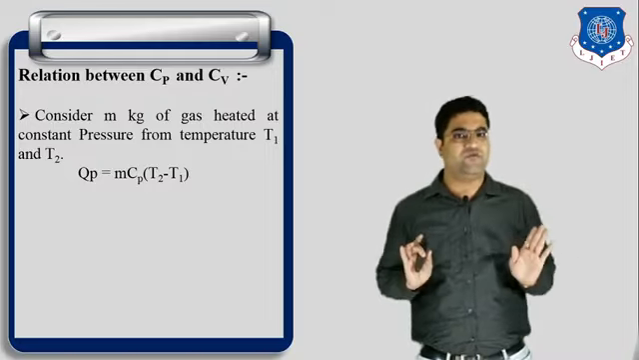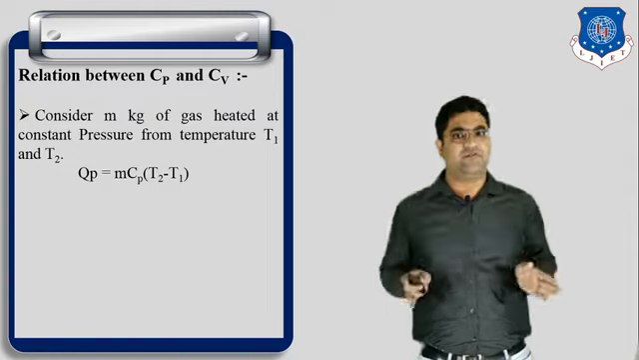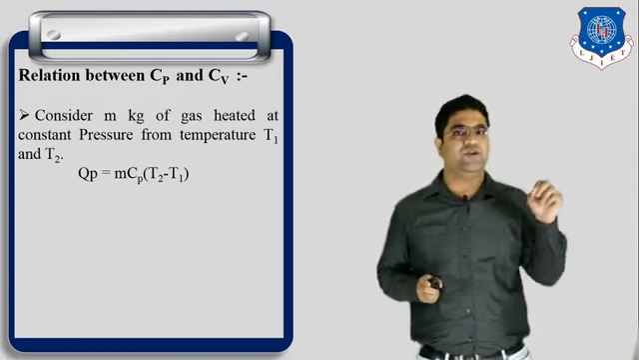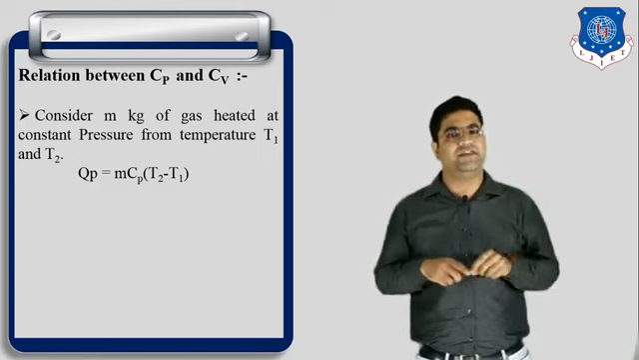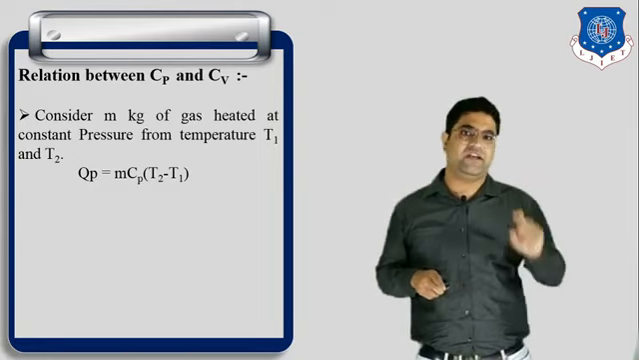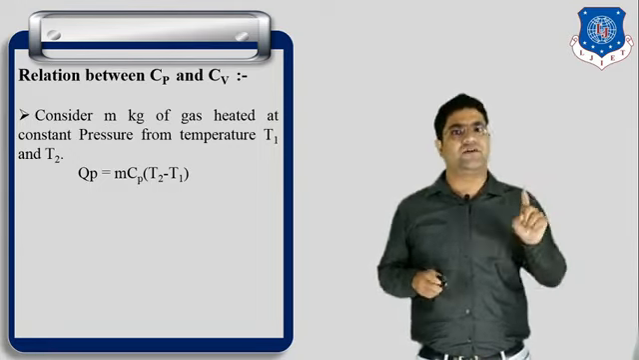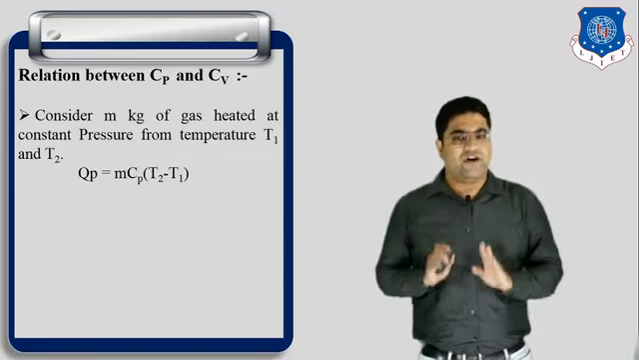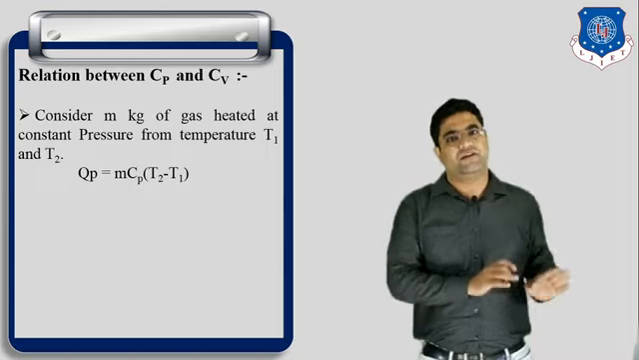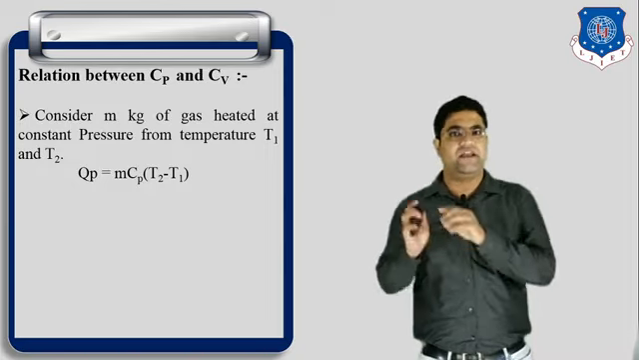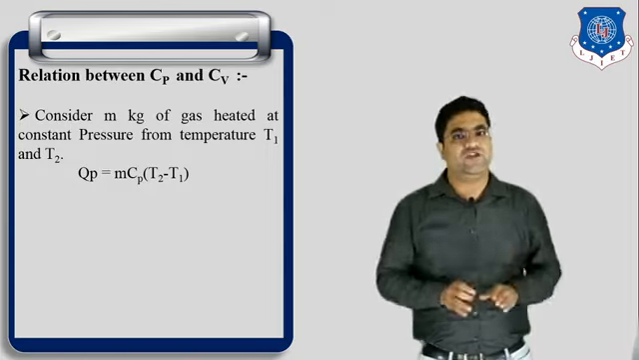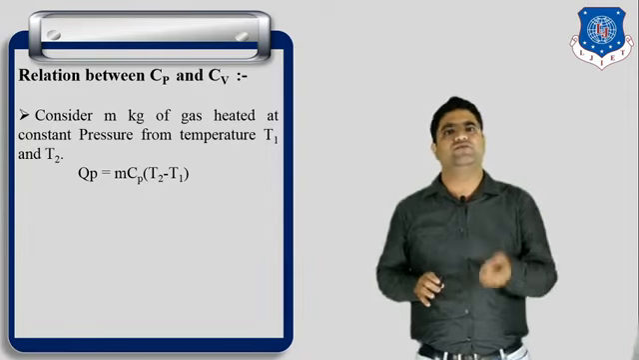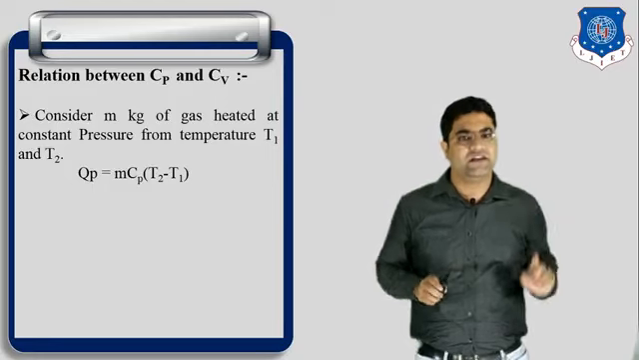Okay, so the boundary can be movable, and if the boundary can be movable, then there is a chance of work done. Because we know that W equals PdV, the boundary will change, so the volume will change, and ultimately there will be work done in the constant pressure process. So if we want to write the first law of thermodynamics for constant pressure, then we can write Q equals ΔU plus W, where W equals PdV, and ΔU equals mCv(T2 minus T1).